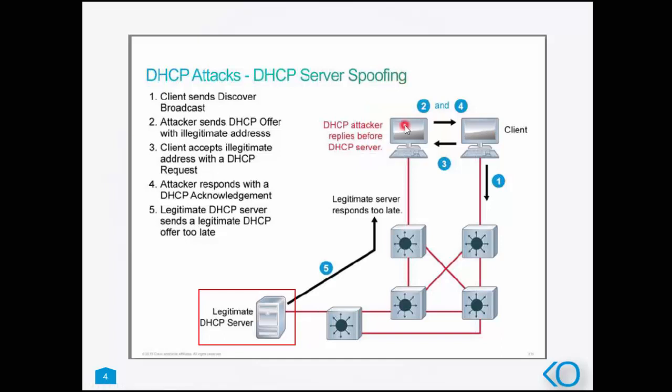When the client sends a discover broadcast message, the attacker sends a DHCP offer with an illegitimate address, and the client will accept this illegitimate address with a DHCP request. So the attacker responds with a DHCP acknowledgement. Your legitimate DHCP server sends a legitimate DHCP offer too late. So you will get the IP address from the attacker PC.